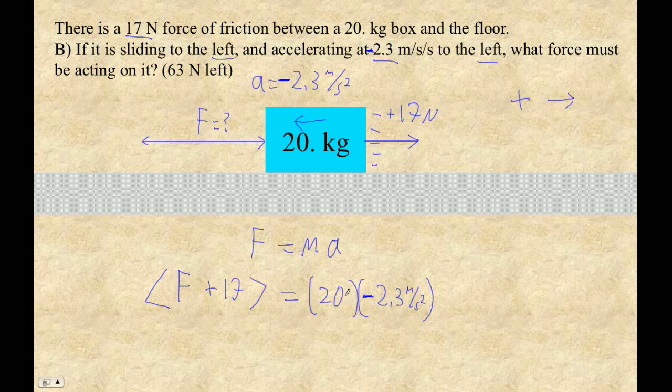Oh, I put units on. Now I got to put units on all these, right? Okay, and now we can solve this, right? 20 times negative 2.3 is negative 46 equals, and there we go. And then, of course, I'm going to have to subtract 17, and I get negative 63.